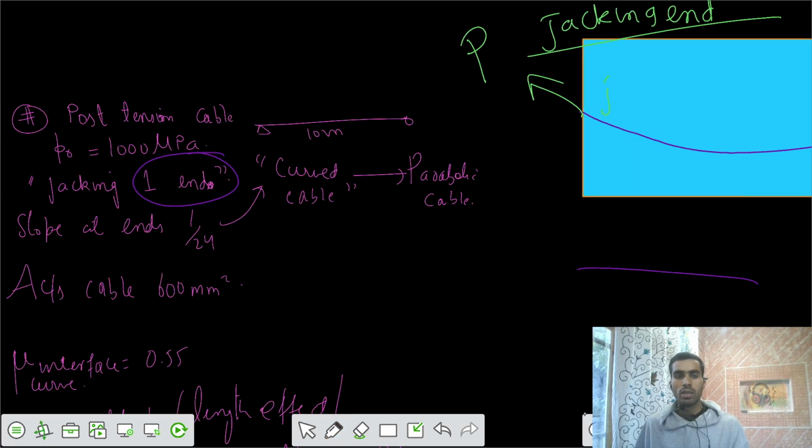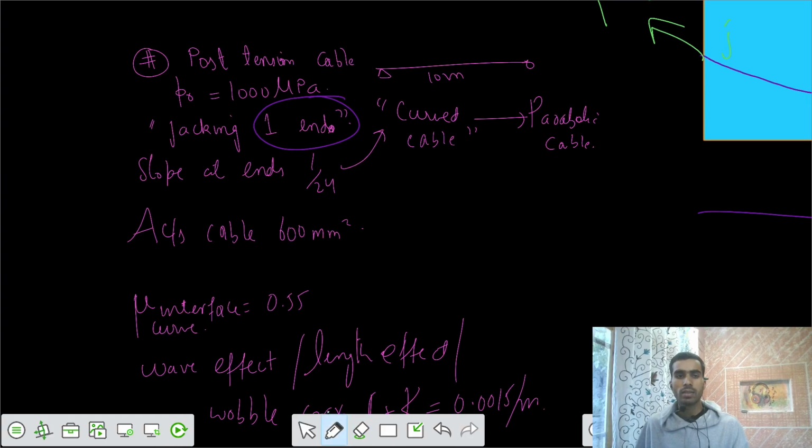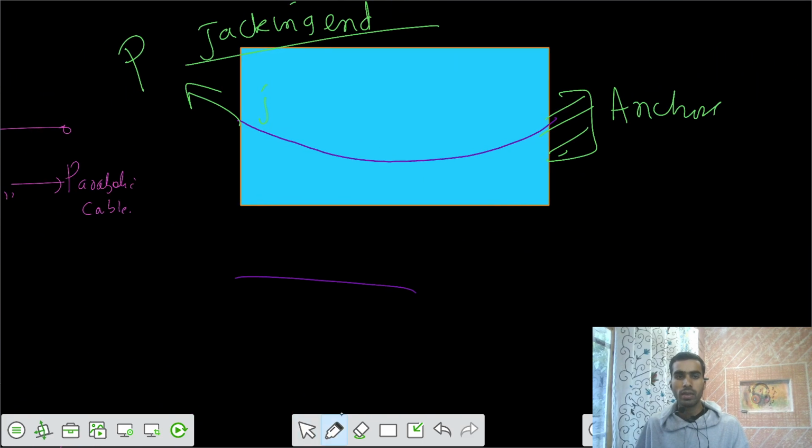Theta, the slope at the ends, is given. That's actually theta 1/24. By symmetry, theta is the same from both sides. This is some theta, and this is 1/24.